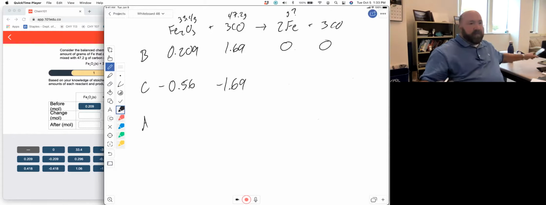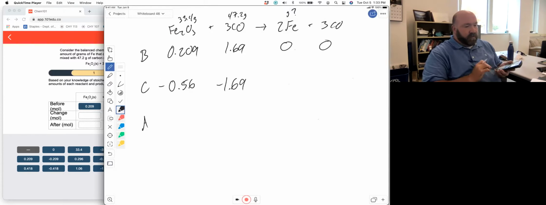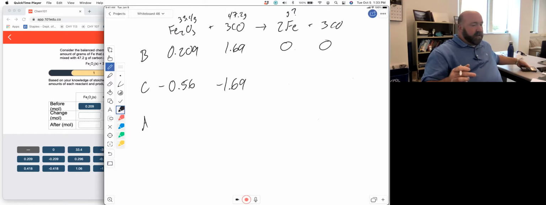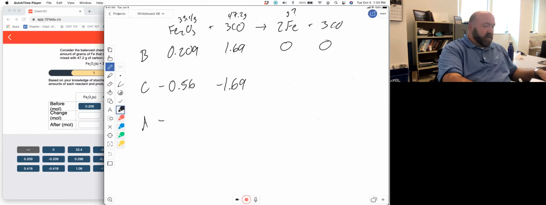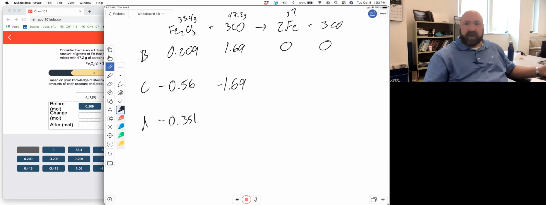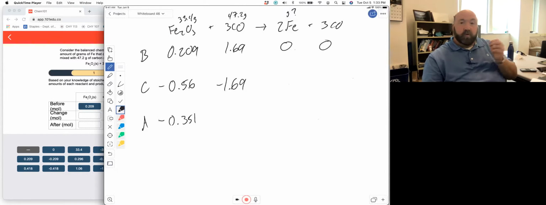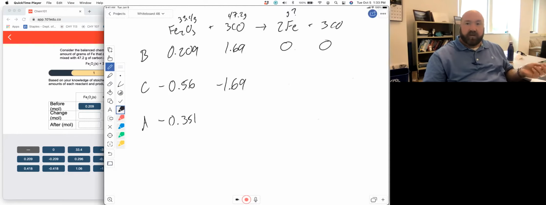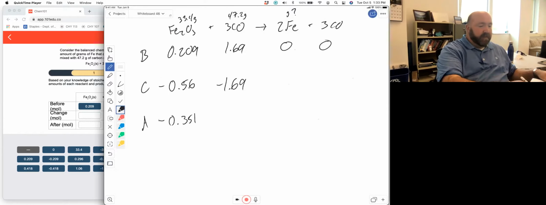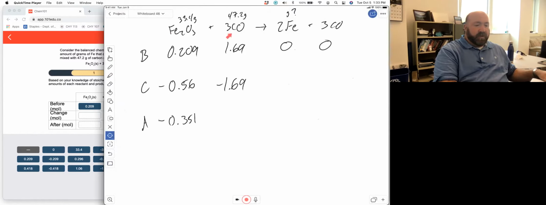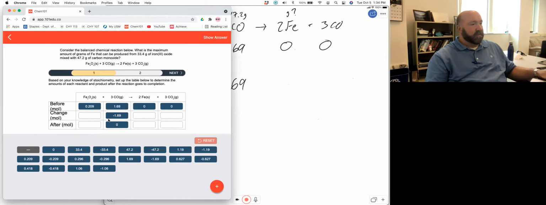And so now, if we then went to fill in the after, we can do 0.209 minus 0.56 would give us a negative 0.351 moles of iron 3 oxide. And we can't have that. That tells us that this reaction would have had to have used more iron 3 oxide than what we actually started with. So we know that must be incorrect. And so that tells us immediately that we had chosen to go with carbon monoxide as our limiting reactant, but that was wrong. It means that iron 3 oxide is definitely our limiting reactant.